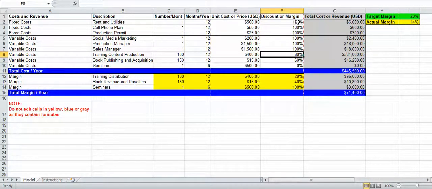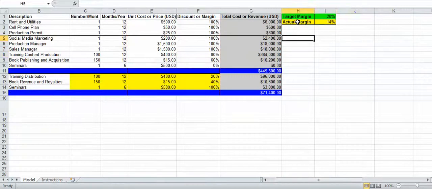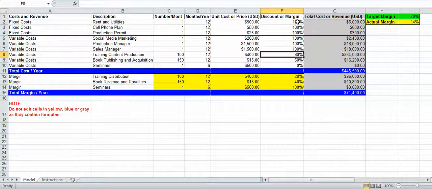Same thing for our training content. 80% goes to the content producers, that is 80% of the 400 per unit of the training, and the remaining 20% is what we retain as our margin, that is our profit. For the seminars, there's zero production costs, so therefore 100% of the margin goes to us. So what you'll notice is, as we begin to play around with the margin, it affects how we perform relative to our target margin. That is the target profit margin that we are hoping to get.